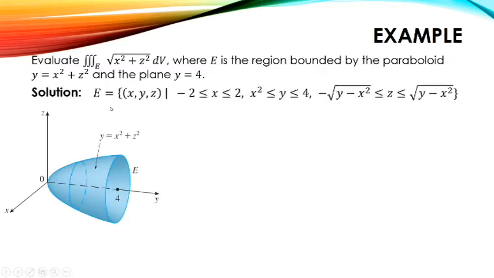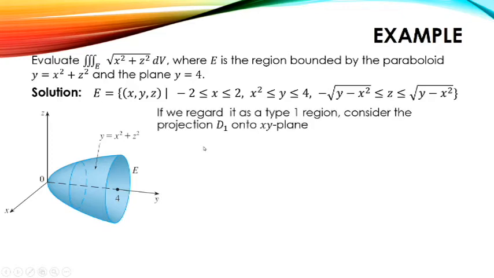So as a solution, yung E would be ordered triple x, y, z. So yung x is from negative 2 to positive 2 because at y is equal to 4 and z is equal to 0, ang magiging values ng x would be negative 2 up to positive 2. And yung y is from the parabola y is equal to x squared up to the plane y is equal to 4. And yung z natin is from negative square root of y minus x squared up to positive square root of y minus x squared. So, nanggaling yun dito sa equation of the paraboloid when we solve for z.